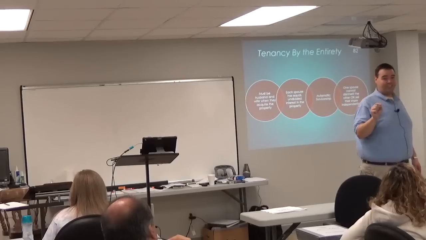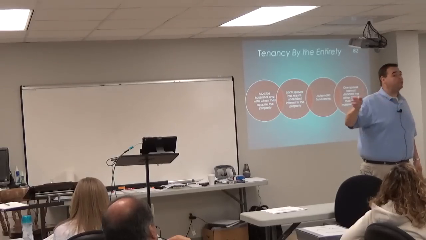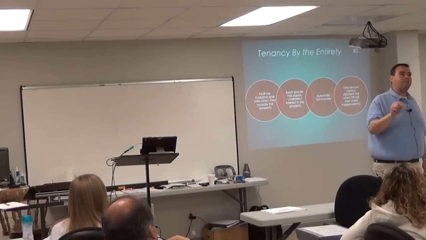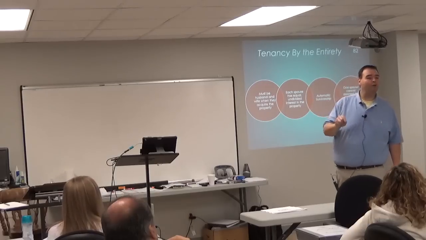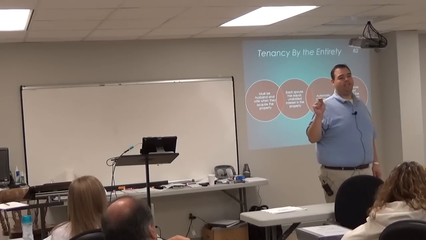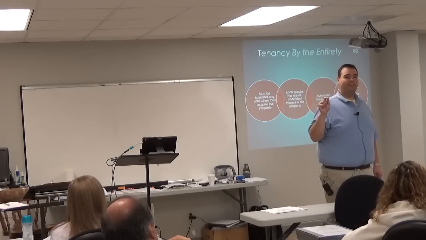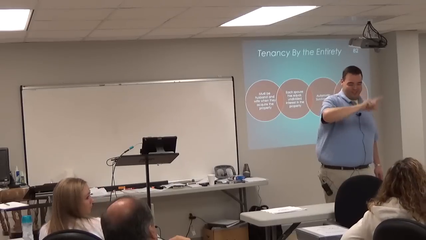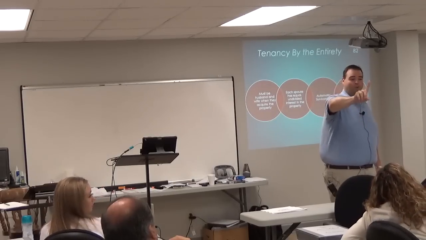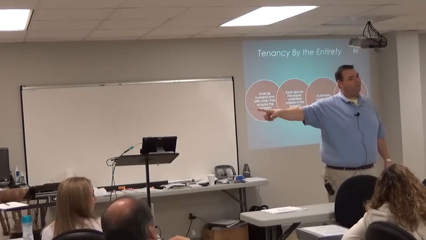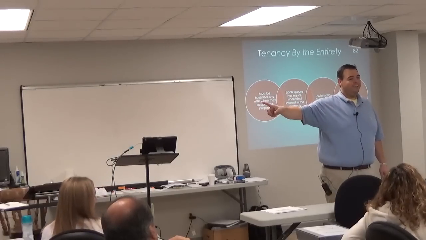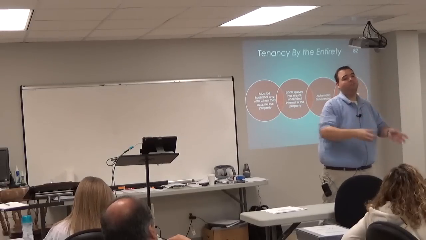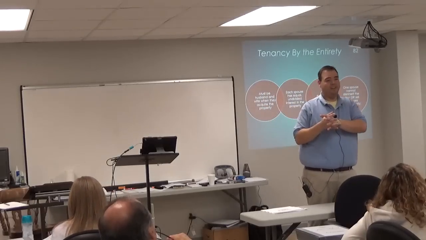Now, you can change it. You can now become tenants by the entirety because you're now what? Married. But you can only become tenants by the entirety if you buy the property after you're already married. So you need to buy the property again. Well, who owns it? Me. You. So who are you going to buy it from? Myself. Yourself. You're going to deed it from you as a single person to you and your wife as tenants by the what? Entirety. And that would be how you would actually go about changing it from whatever it was previously to tenancy by the entirety.